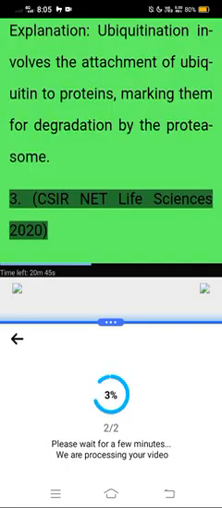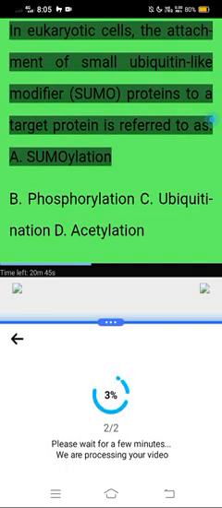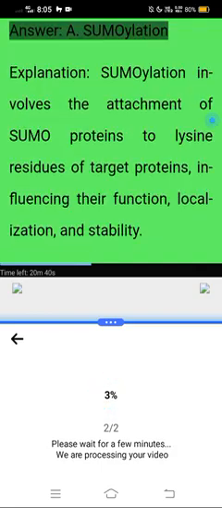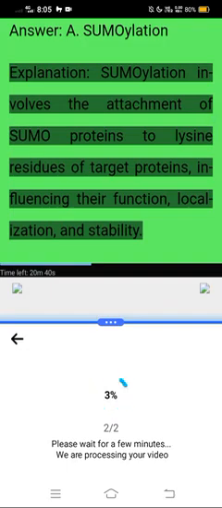3. CSIR-NET Life Sciences 2020. In eukaryotic cells, the attachment of small ubiquitin-like modifier SUMO proteins to a target protein is referred to as: A. Sumoylation. B. Phosphorylation. C. Ubiquitination. D. Acetylation. Answer: Sumoylation. Explanation: Sumoylation involves the attachment of SUMO proteins to lysine residues of target proteins, influencing their function, localization, and stability.